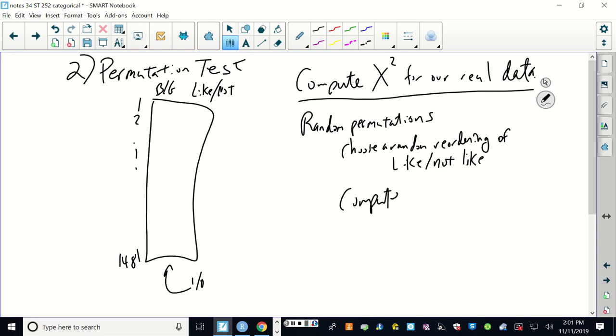Right? Compute x squared, let's call it x star squared, for the reordered data. How would you have to do that? Well, given the new reordering, you calculate a new table. It's going to have different counts because you've messed everything up. The counts, on average, should be consistent with independence because they're randomly reordered. And so you should get x squared values that are kind of lower, right? The expected value of the chi-squared of 1 is 1, so it should be on average 1 plus or minus some number, right, with generally low values.